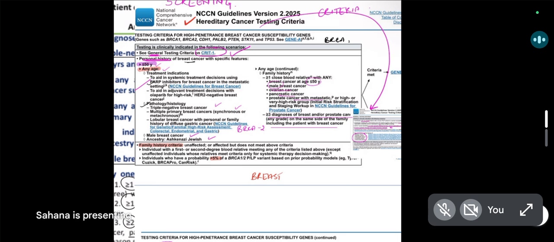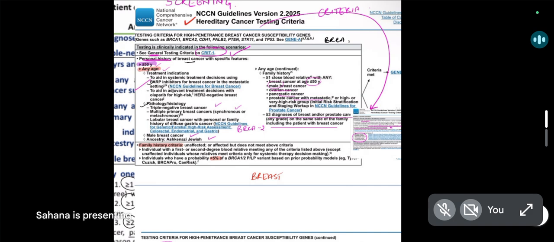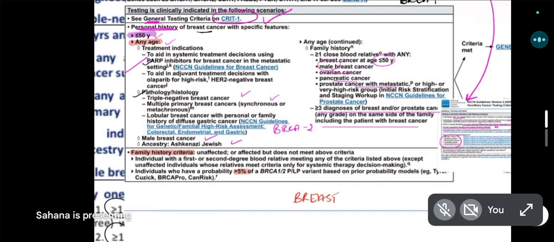They have multiple primary breast cancer. It can be synchronous or metachronous. Those who have lobular with personal or family history of diffuse gastric cancer, all male breast cancer, and those who belong to Ashkenazi Jewish, that racial trait. You have to subject them for BRCA.